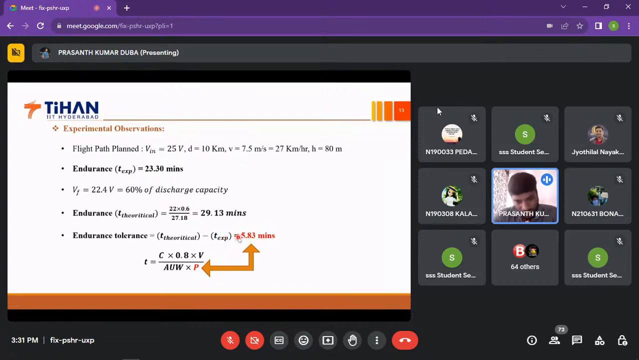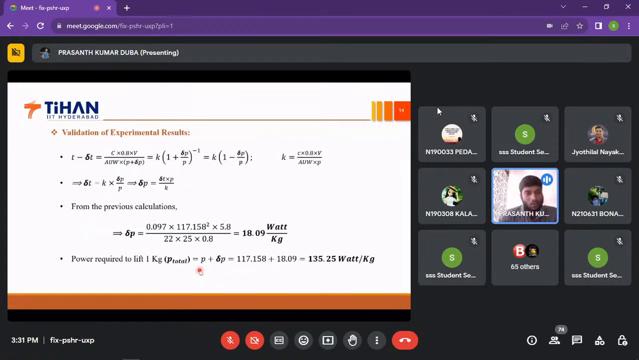So how can we validate these results? As I mentioned, endurance equals capacity times 0.2 V divided by all-up weight times P. We found that there is an issue with the P, the power required to lift 1 kg, which initially we considered as around 118 watt per kg. So how can we do this? This is simple mathematics. Again, we are going back. I consider delta T, that is T minus some delta. These are the mathematical formulations. From this, we found that the additional power required to lift 1 kg is 18.09. So finally, we came to know that the total power required to lift 1 kg is around 135 watt per kg. This is how we can validate our theoretical and experimental results.